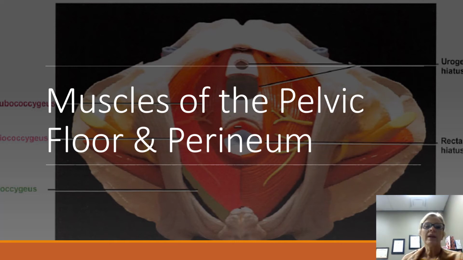All right, so here we're going to look at the pelvic diaphragm, the muscles of the pelvic floor and the perineum. And then we're going to look at the levator ani, coccygeus, the urogenital diaphragm, which includes the superficial transversus perineal, bulbospongiosus, ischiocavernosus, and the urethral sphincter.